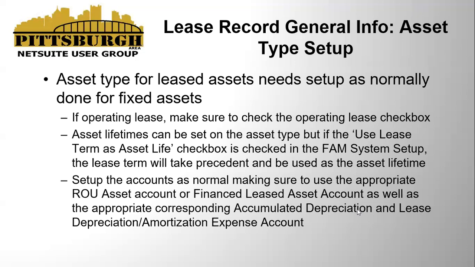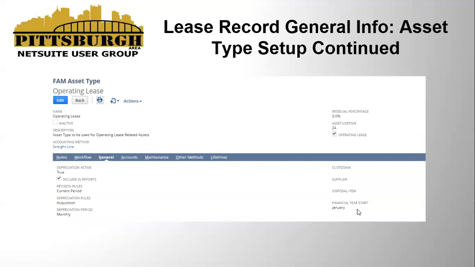And then this next slide, I'm just going to show what an asset type that I had set up for operating leases looks like. Here, there's the checkbox for operating lease, signifying that this is an operating lease and will be handled appropriately by NetSuite. I also have the asset lifetime set up as 24, but as previously mentioned, if the FAM system is set up to use the lease term, it would use the lease term rather than that 24 period lifetime.